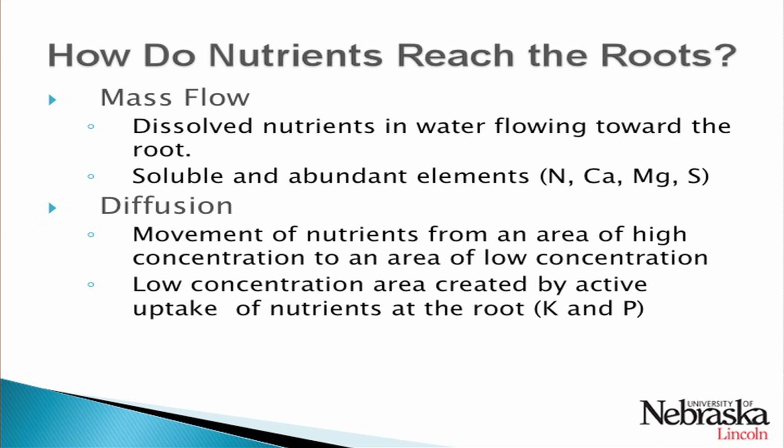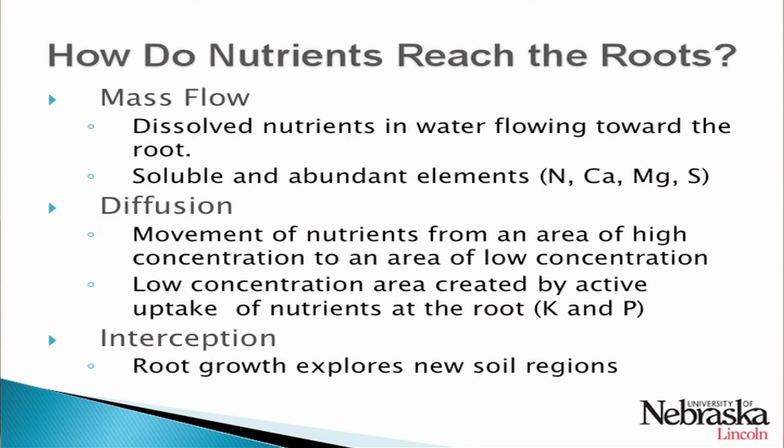Diffusion occurs primarily where roots are close to a source of nutrients, and there is uptake of a nutrient, creating a diffusion gradient so that a nutrient will diffuse over that short space to access the root and be taken up into the plant. Potassium and phosphorus, for example, are taken up primarily through the process of diffusion.